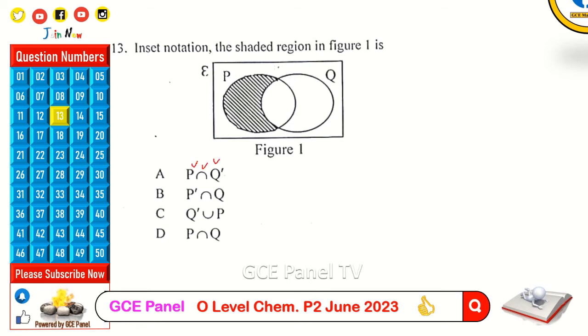So you can write it as P intersection Q prime. So outside Q, that's the first thing. Then intersection P is just this region.